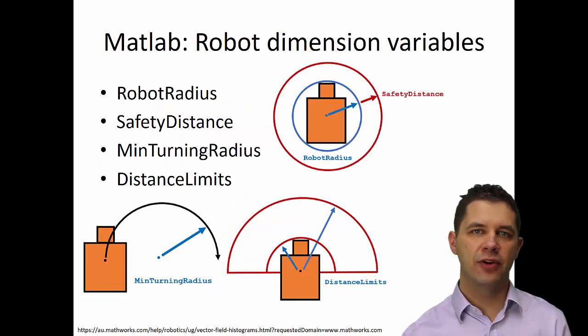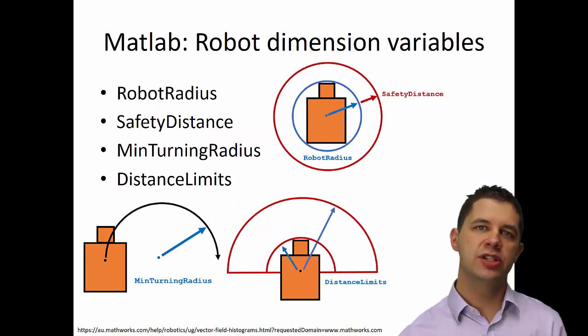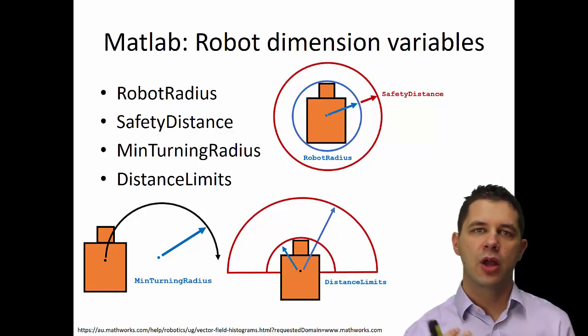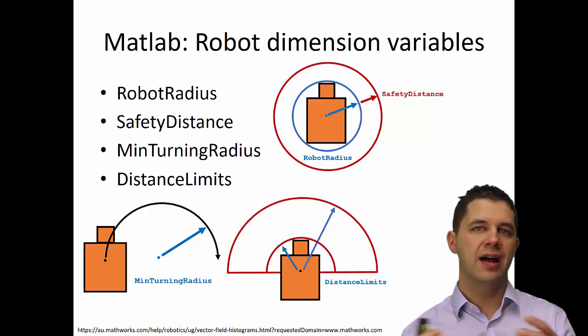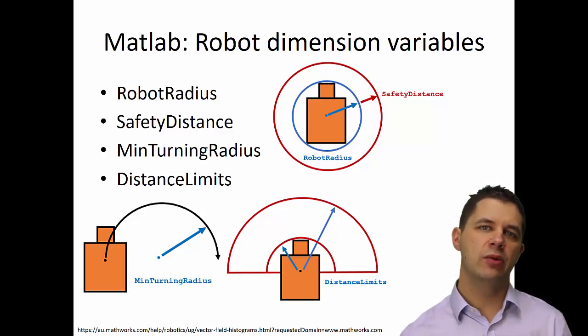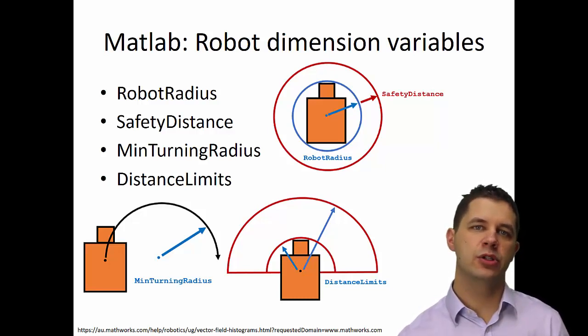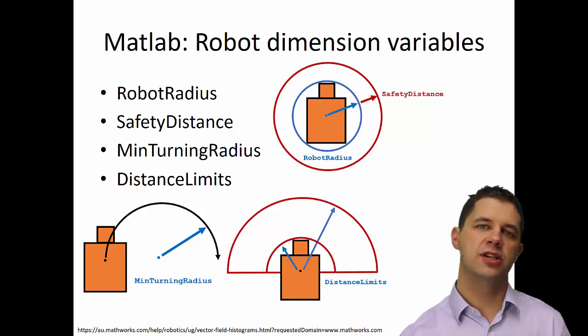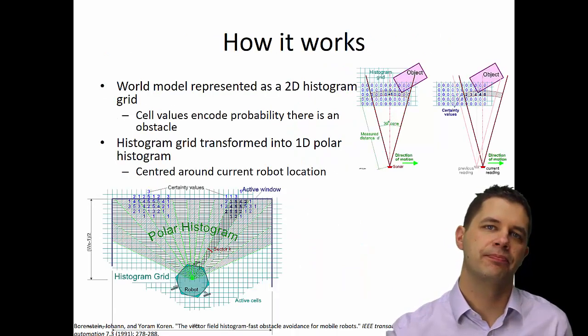If we look at MATLAB, for example, there are a number of dimensions associated with the shape and size of the robot. We've got things associated with the robot radius, and the safety distance, if we want a larger distance around that robot to avoid obstacles. We've got our minimum turning radius, so how quickly the robot can turn, and we've got distance limits associated with how well we can measure things based on the sort of sensors that we're actually using.